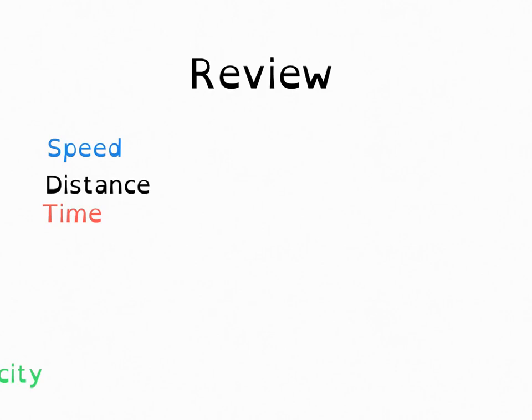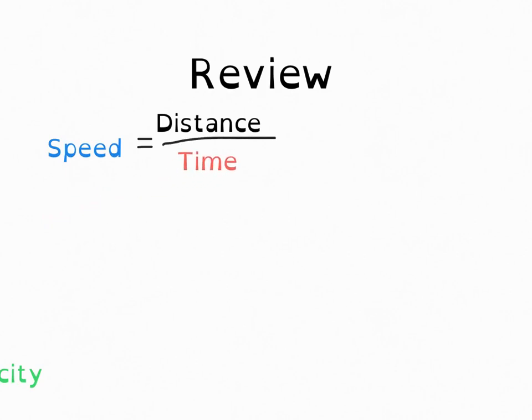All right, so just a quick review. I have three terms up here: speed, distance, and time. And just as a quick reminder, speed is the relationship between the distance something travels divided by the time it took to get there.